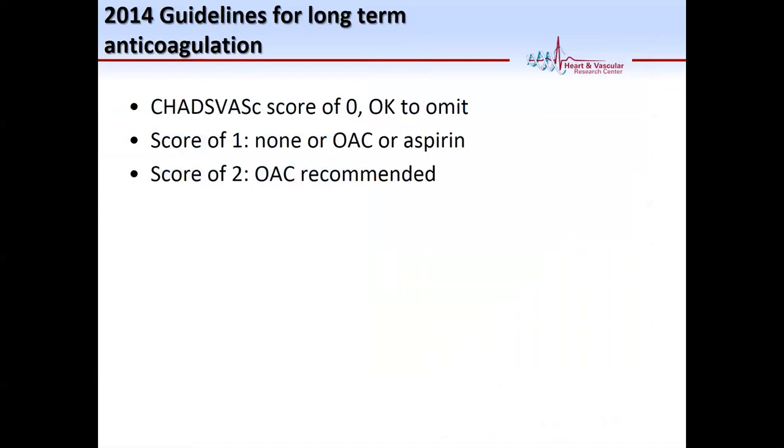So the guidelines for who requires long-term anticoagulation, in this country, we say that if your score is a 0 or a 1, you probably don't have to be anticoagulated. In Europe, they often anticoagulate for a CHADS-VASc of 1. But even in the United States, we recommend that if their CHADS-VASc score is a 2 or higher, we strongly consider anticoagulation, and that's when we have to start weighing the risks of bleeding.